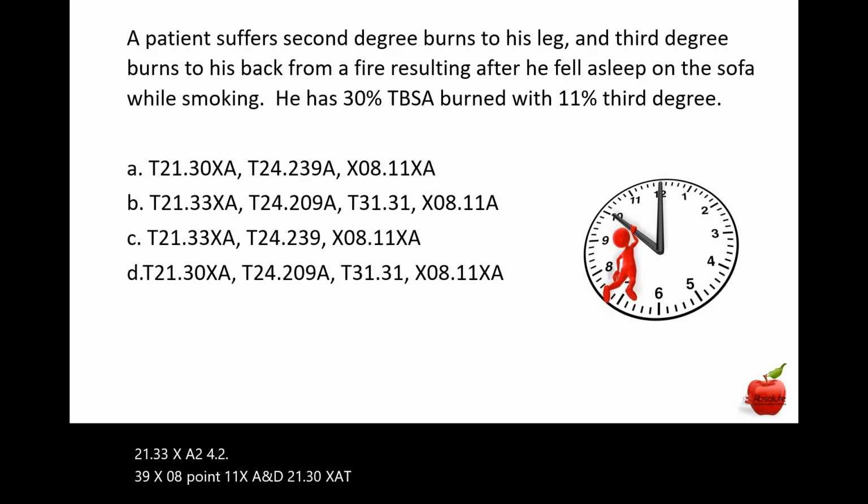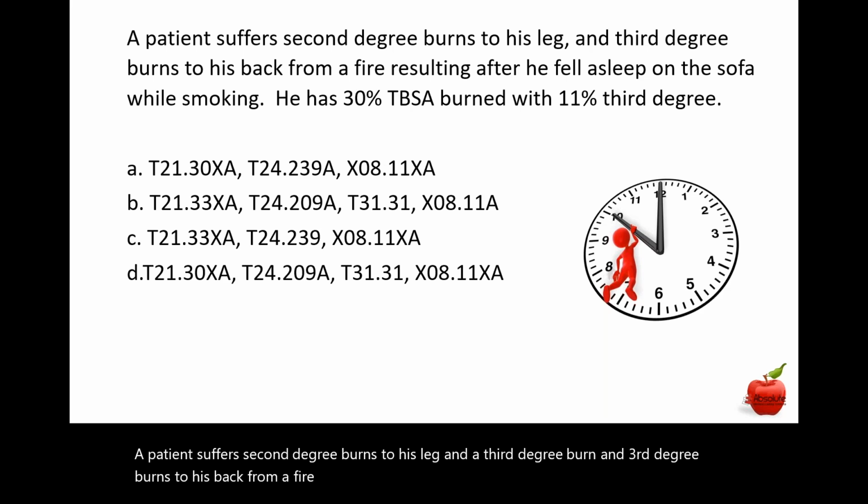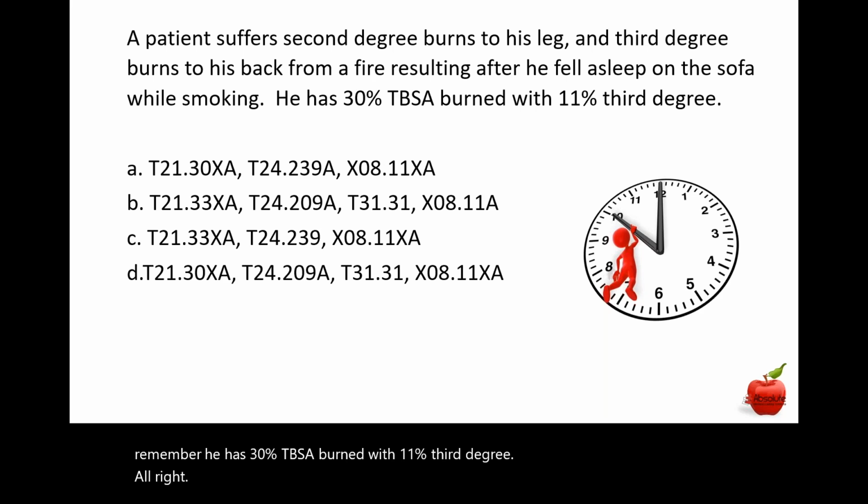And D, T21.30XA, T24.209A, T31.31, X08.11XA. A patient suffers second-degree burns to his leg and third-degree burns to his back from a fire resulting after he fell asleep on the sofa while smoking. And remember, he has 30% TBSA burned with 11% third degree. All right, your time begins now.